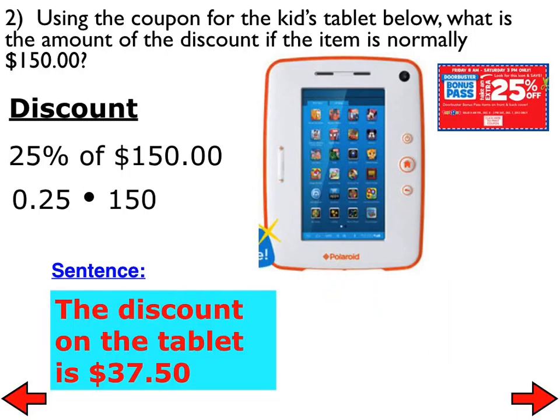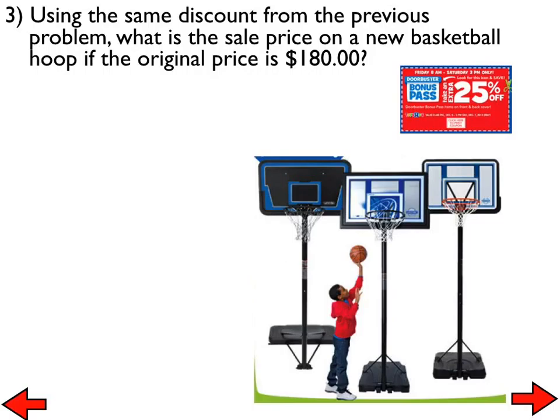Let's look at number 3. We are using the same coupon. Okay? Same coupon. What is the sale price on a new basketball hoop if the original price is $180? Again, the question is, what is the sale price? Is this going to be an extra step kind of problem or a multiply only kind of problem? Extra step. It is asking for price. I don't want to just know the discount. I want to know how much am I going to pay, right? How much is the sale price? Go ahead and set this one up.